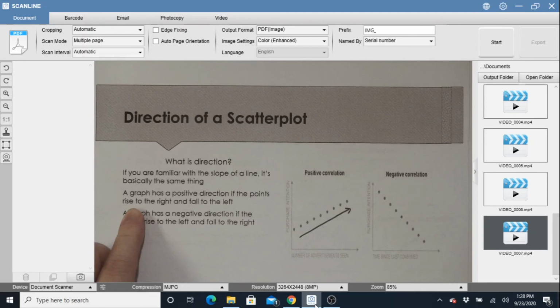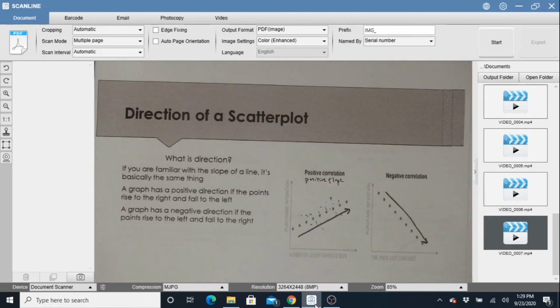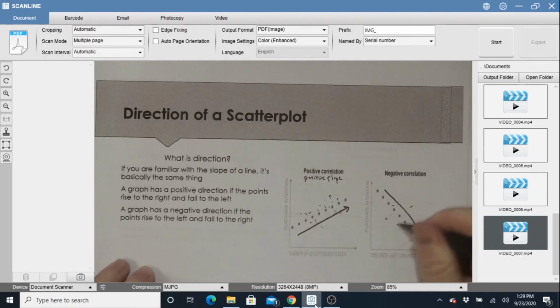And again, they don't have to form a straight line to still have a positive correlation. You can have them all over the place as long as it's still rising to the right pretty consistently. A negative correlation would be the same thing, except it's going to go down to the right. So remember, positive correlation goes up to the right, negative correlation goes down to the right. And again, it doesn't have to be really straight on. You can have little dots everywhere as long as it's still going in that direction.